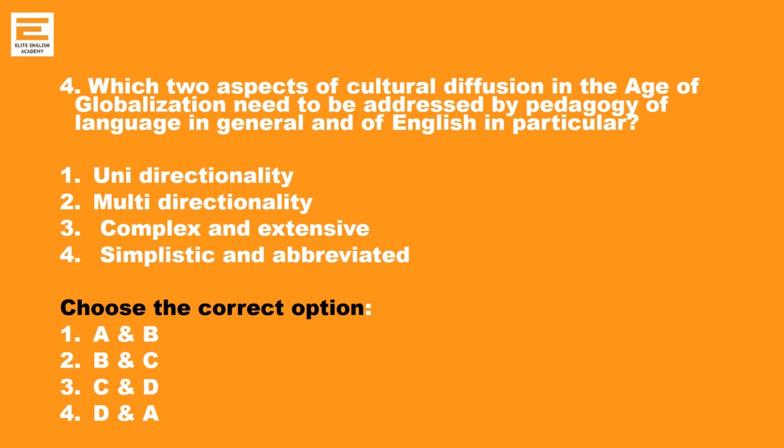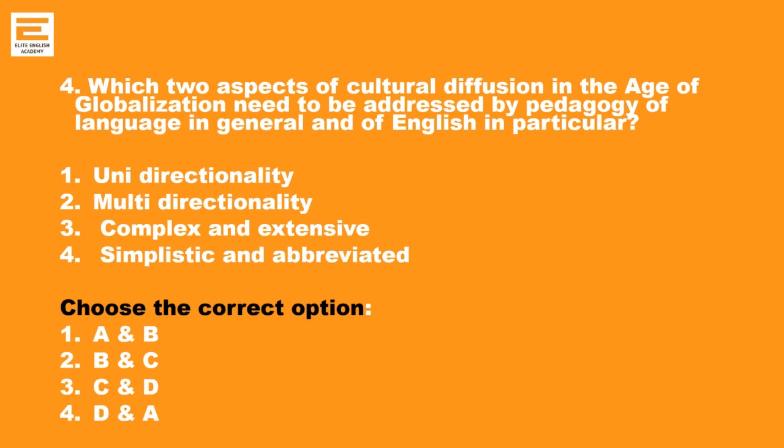Next question. Which two aspects of cultural diffusion in the age of globalization need to be addressed by pedagogy of language in general and of English in particular? Pedagogy, the methodology of teaching. So methodology adopted to teach. Right. What are the options? Unidirectionality, multidirectionality, complex and extensive, simplistic and abbreviated.